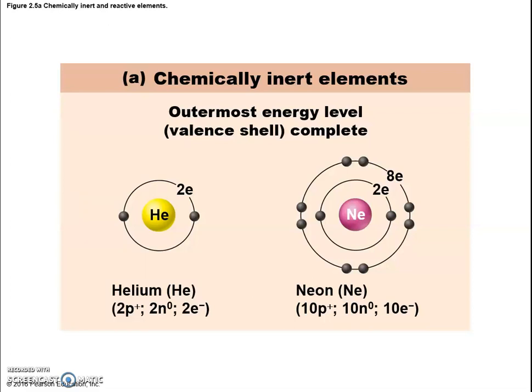So it's really difficult to make helium do something or to react with other things because it's already as happy as it can be. Neon, the example there, that second area of orbit can only hold 8 electrons, so it has 8, and the protons and electrons equal each other.